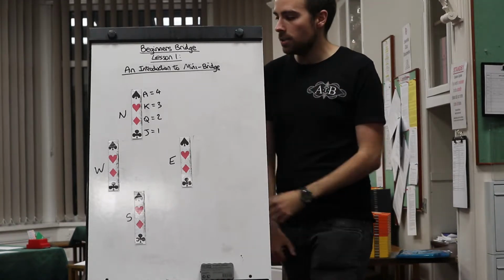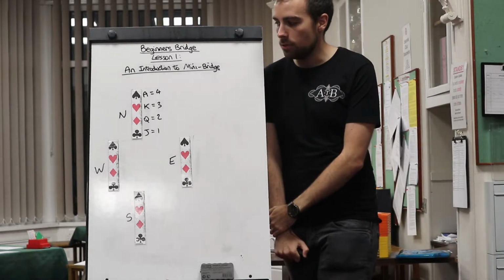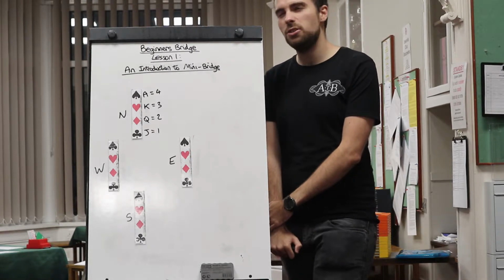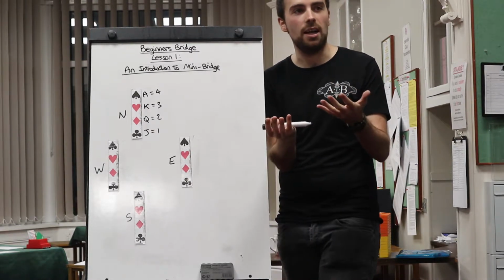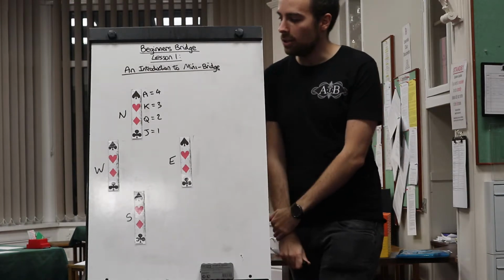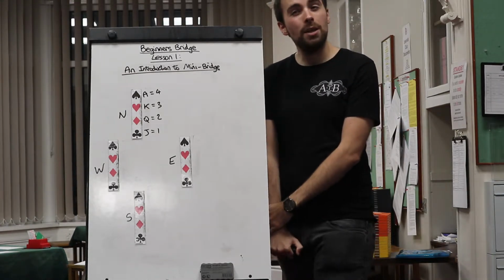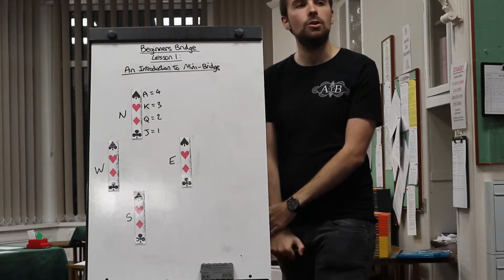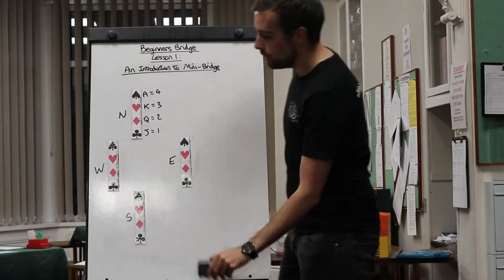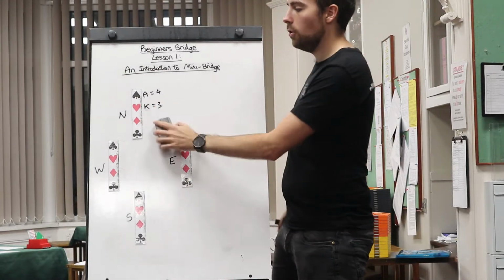So when you get your hand, the first thing you should do is put it in suits so you can actually look at it nicely rather than guessing. And the second thing you should do is add your points up. Your point count is a clue as to how good your hand is. So let me just write a hand on here. Let's say we are north.